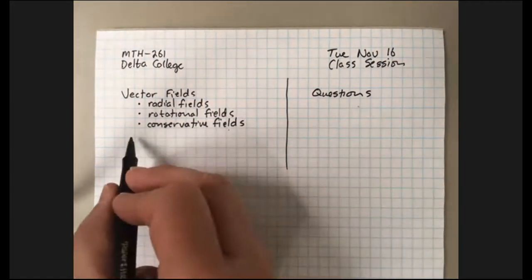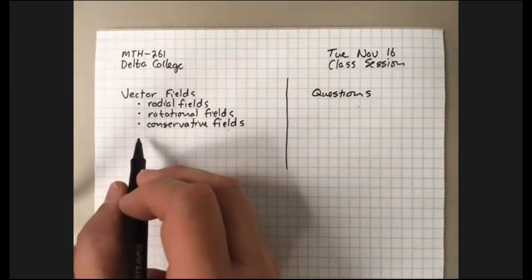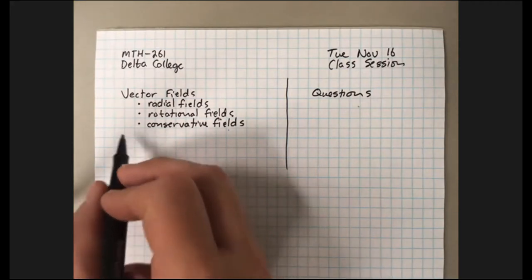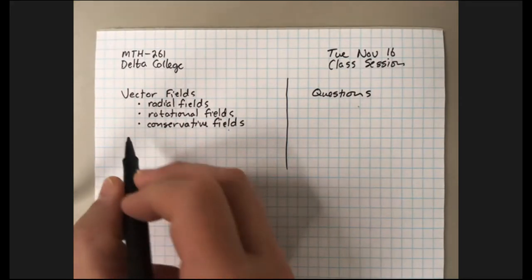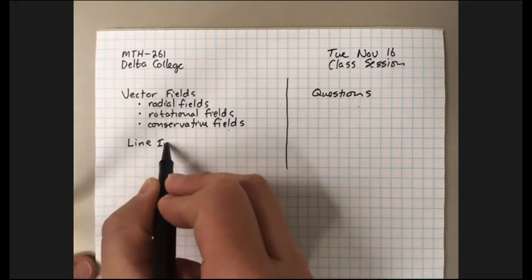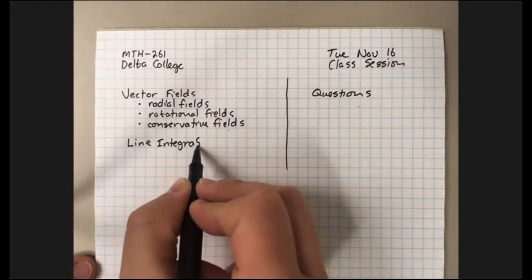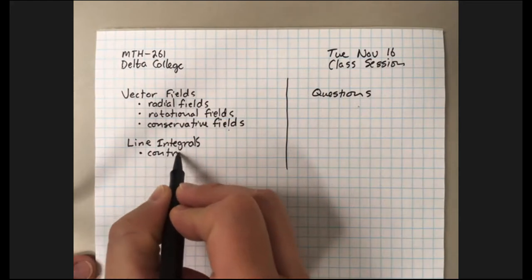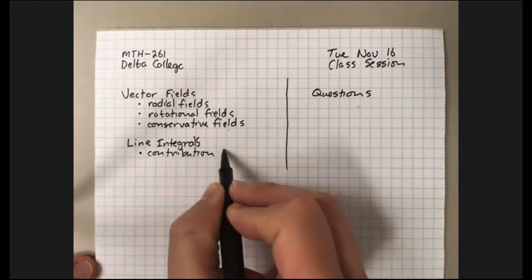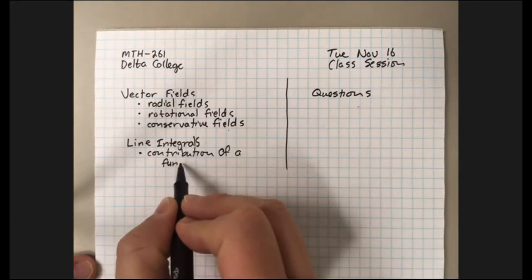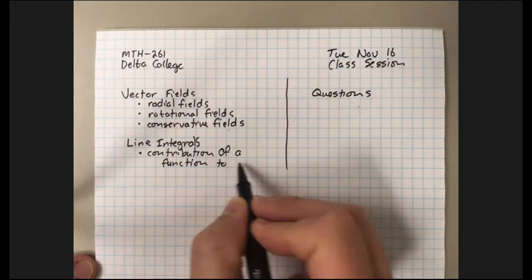So we'll scan some fields quickly, but then we're going to get right into how fields contribute to multiple integrals, how fields contribute to motion. And those are line integrals in section 6.2. That discuss the contribution of a function to a curve.